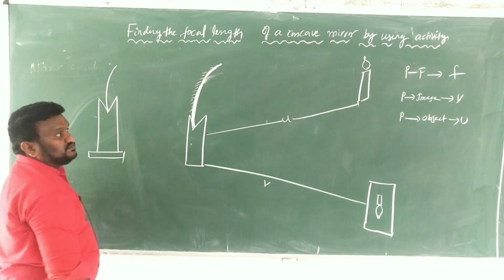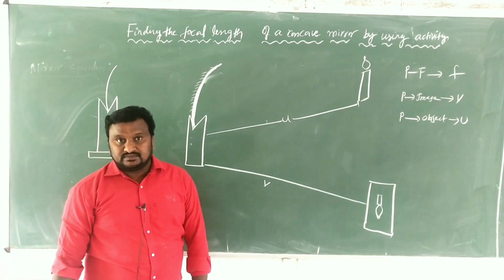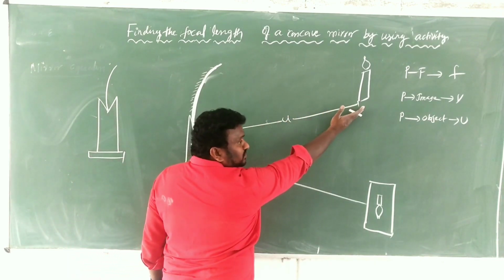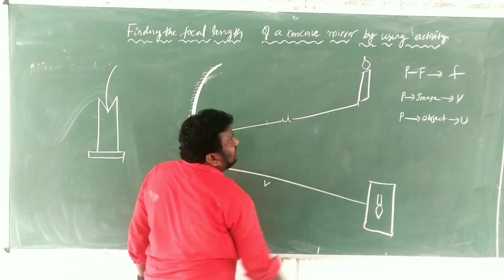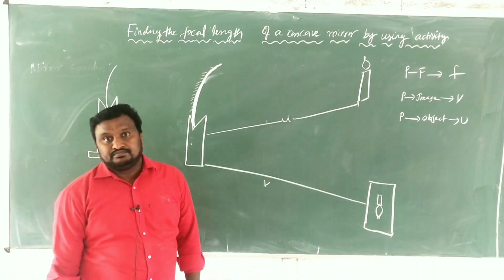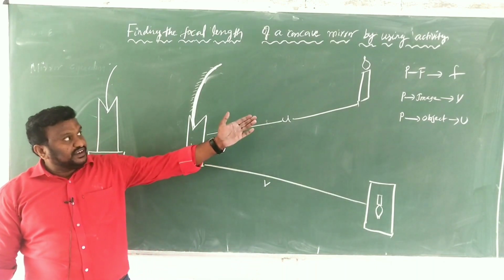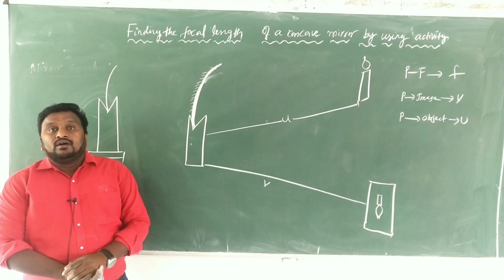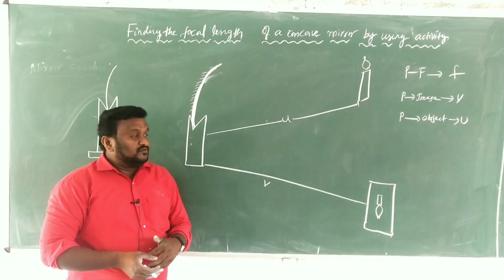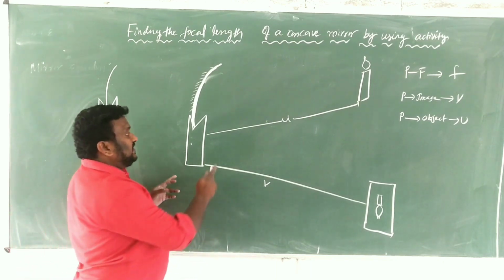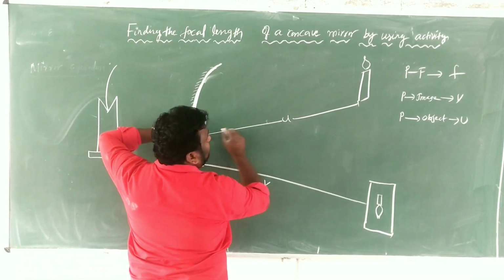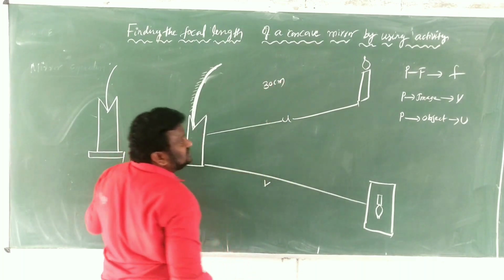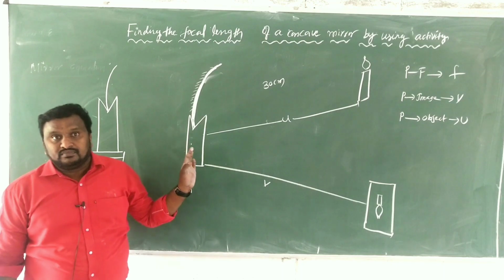So it is inserted. After that, just in front of the concave mirror we have to take a candle or any electric bulb. In our textbook a candle is given. Clear? We are taking a meter scale. Using that meter scale we take a distance from the pole of the mirror to the object. I am taking initially 30 centimeters. 30 centimeters we have taken.